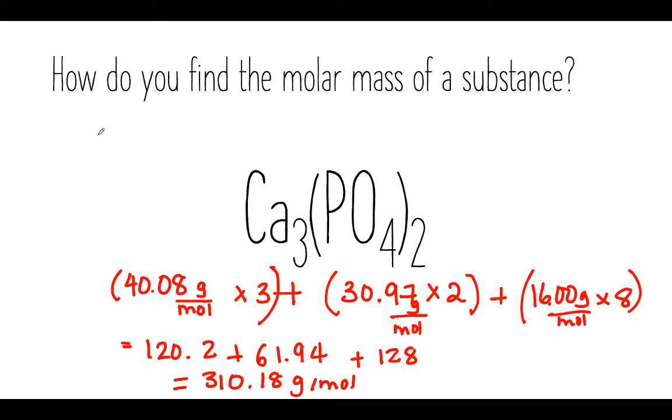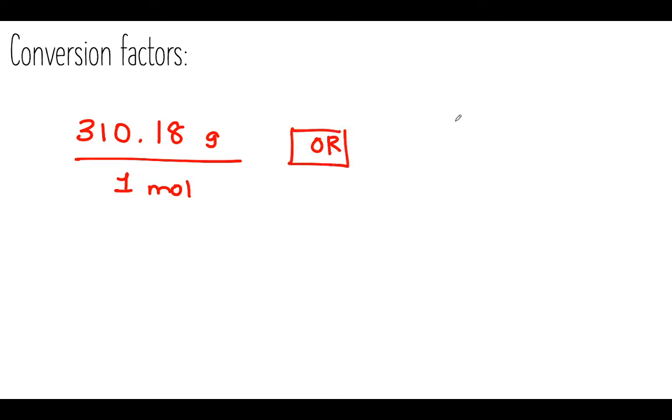So if you're writing this as a conversion factor, there are 2 possible ways that you can write this, right? You can write 310.18 grams for every 1 mole, or you could write 1 mole over 310.18 grams. And this is true for every molar mass for every compound.